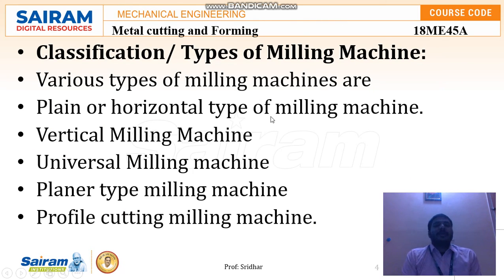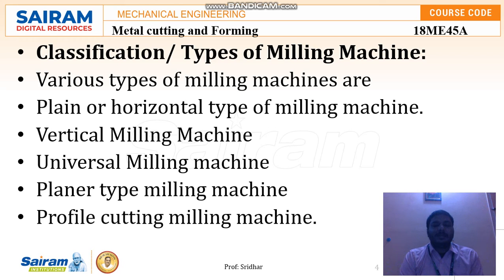Next we're going to talk about the classification or types of different milling machines. Majorly, the types of milling machines are described in different categories. First is the plain or horizontal milling machine. Next is the vertical milling machine, then the universal milling machine, the planer type milling machine, and the profile cutting milling machine. These are some of the major milling machines used in industries. According to our syllabus, we're going to study in depth the plain or horizontal and vertical type milling machines.